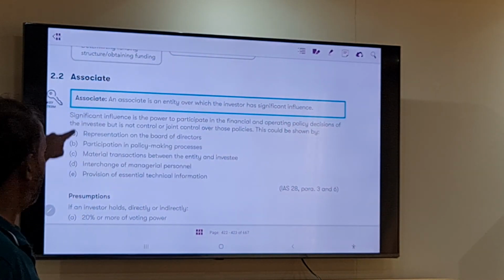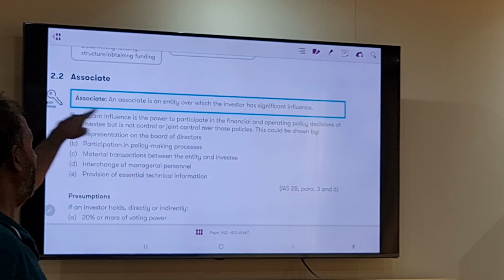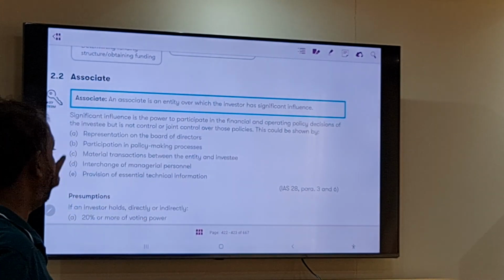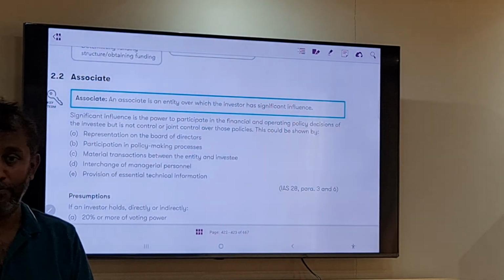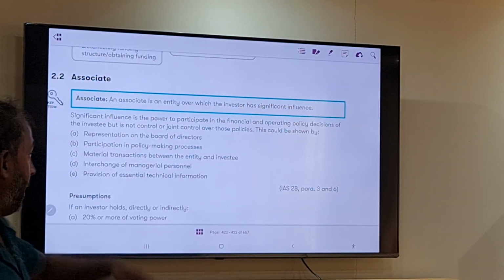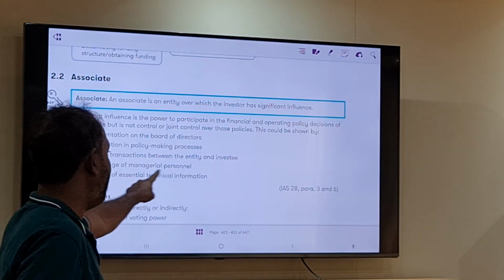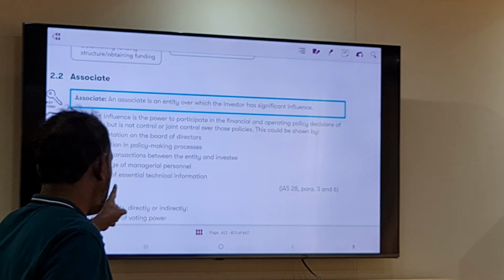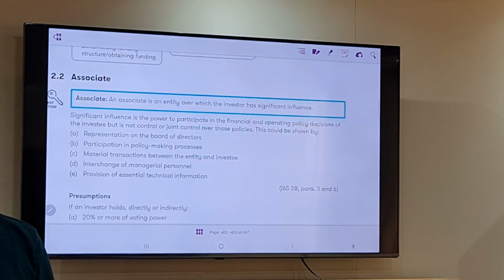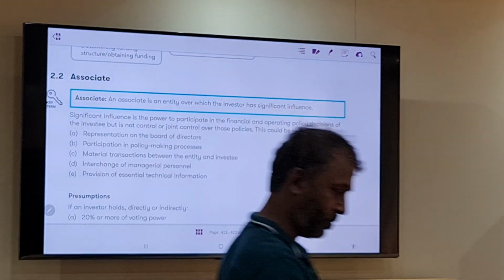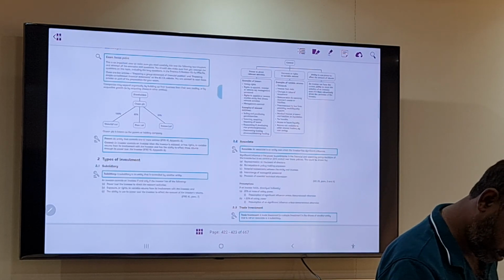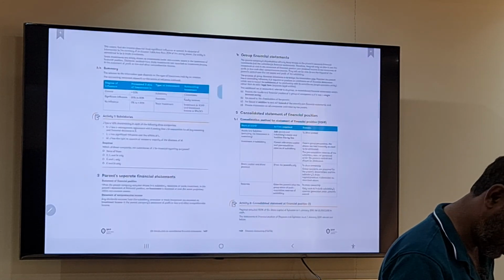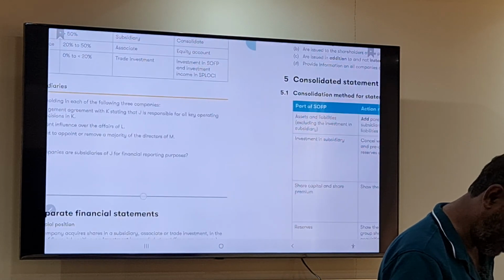So these are the indicators: representation on the board, participation in policy making, material transactions, purchases and sales, interchange of managerial personnel, and provision of essential technical support. So, can we try this question?